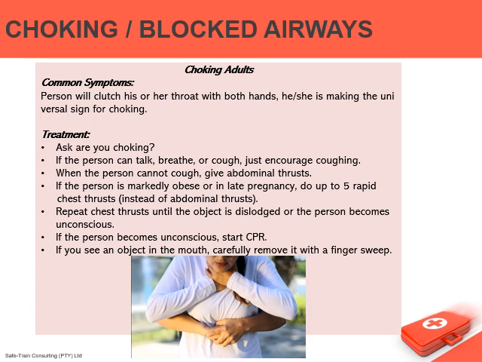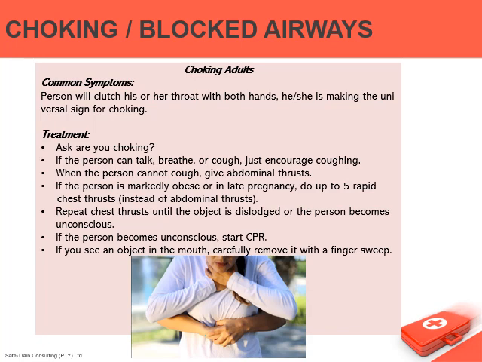Ask, "Are you choking?" The person will indicate that he or she is choking. If the person can talk, breathe, or cough, just encourage coughing. When the person cannot cough and is still choking, do the following. Stand or kneel behind the person and grab your fist just above the person's navel. Perform up to 5 rapid inward and upward abdominal thrusts. Repeat abdominal thrusts until the object is dislodged or the person becomes unconscious.